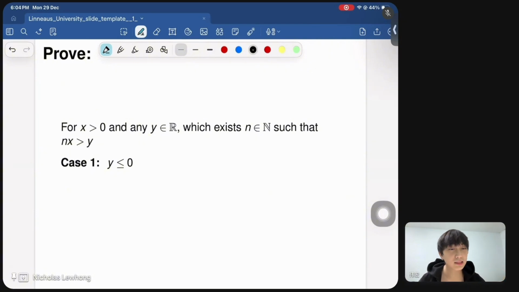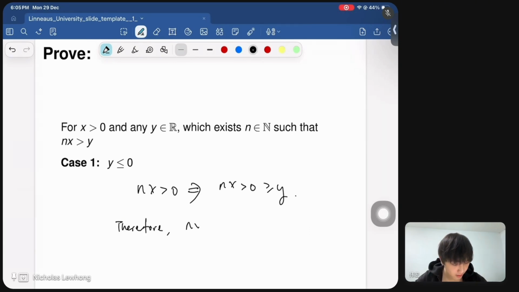Case 1 is y smaller than or equal to 0. When x is a positive real number and n is a natural number, nx should be larger than 0, right? Because n and x are both positive. And we know that nx is larger than 0, while y is smaller than or equal to 0. So nx will be larger than y. So we prove that nx is larger than y. Is it easy?